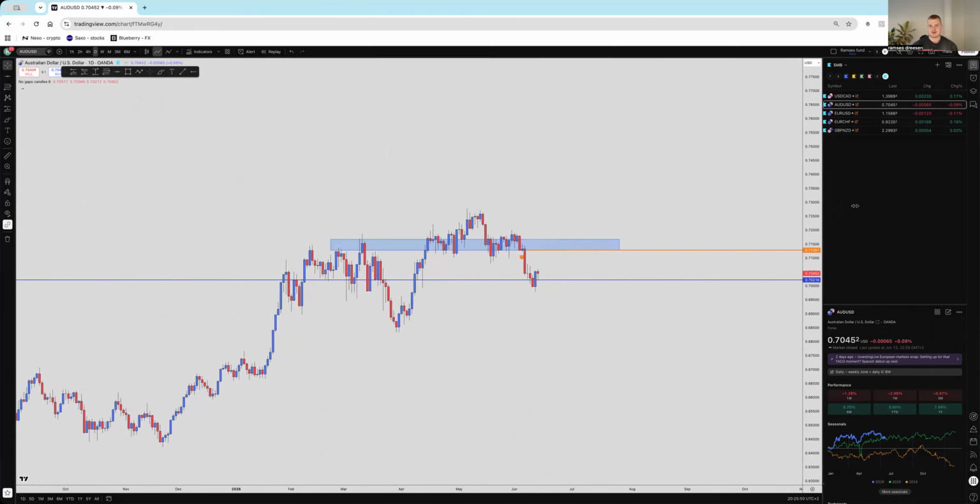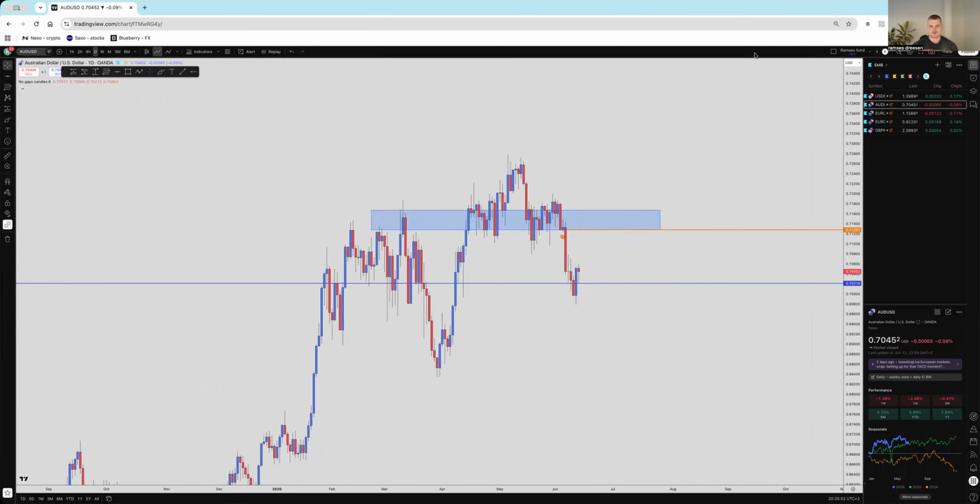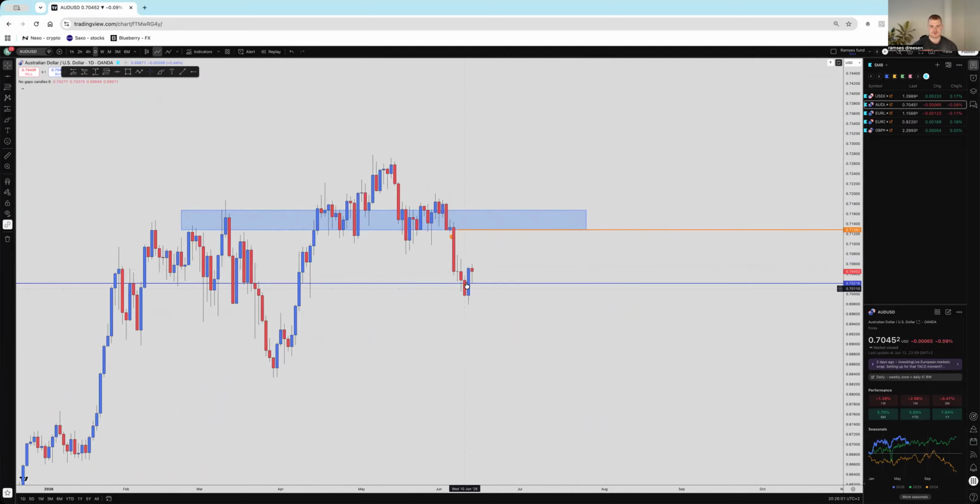What can I see on the daily? On the daily, I can see that we're currently making lower lows and lower highs, and we have push. We did have a correction with the switch of momentum on this weekly inverse head and shoulder pattern. So I'm waiting for a corrective pullback towards this zone.